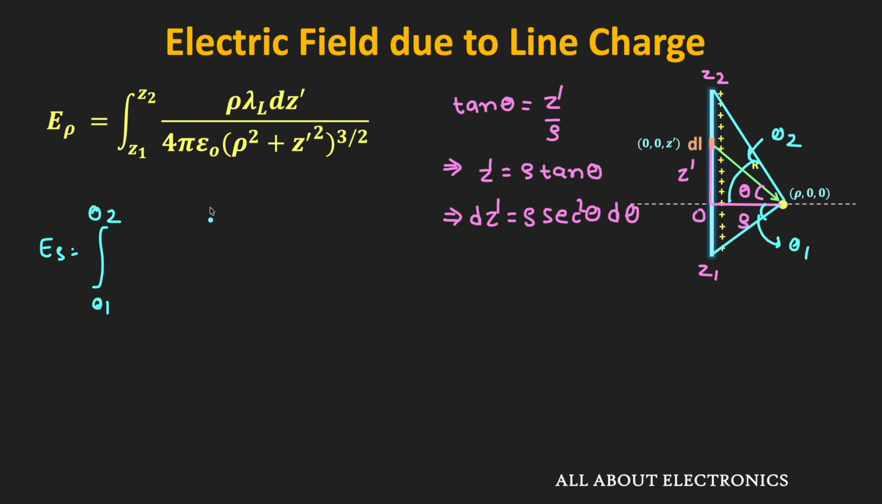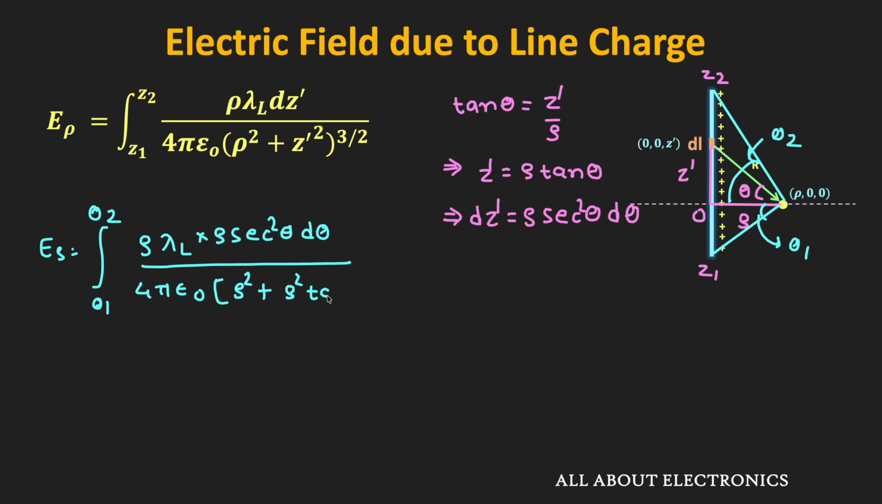So further we can write it as rho times lambda L times dz dash, and here dz dash is equal to rho times sec square theta, and in the denominator we will have 4 pi times epsilon naught times rho square plus rho square times tan square theta.